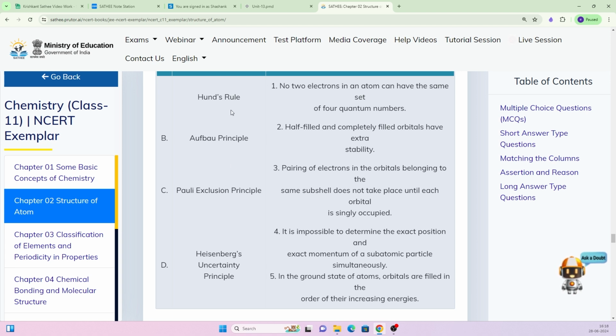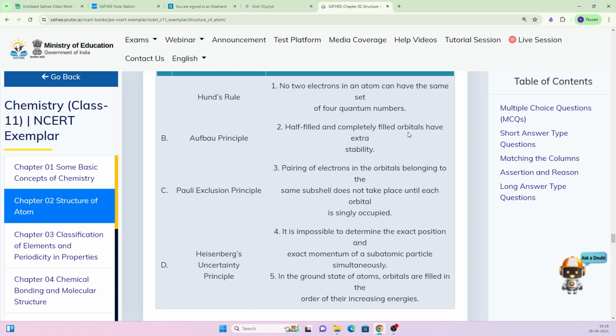So first is Hund's rule. Okay, so what is Hund's rule? It is Hund's rule of maximum multiplicity, which explains the stability of half-filled and full-filled orbitals. So it is written here, half-filled and completely filled orbitals have extra stability. So A goes with 2.